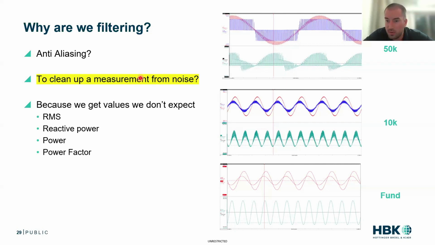And the last one is because we get values we don't expect. This comes into a different problem, and HBK has a lot of videos on this. But your RMS, your reactive power, your power factor, those are tied to the frequency content. So if you're getting a value you don't expect in your calculation, you need to ask yourself, what's the bandwidth of calculation I want? So think about these things.